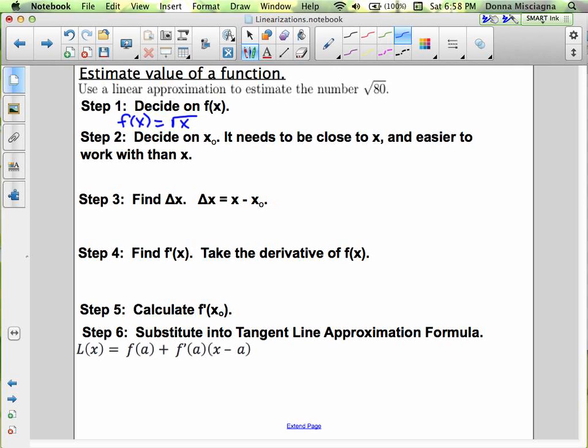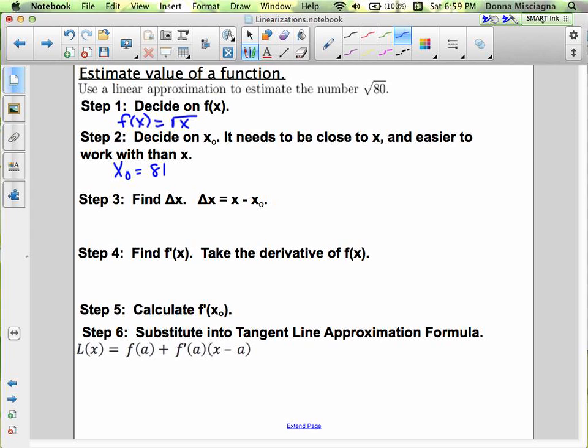It needs to be close to x, but easier to work with than x. All right, so x is 80. I don't know what the square root of 80 is. That's not very easy to work with. But I do know the square root of 81. It's pretty close to 80, and it would be a lot easier to work with.